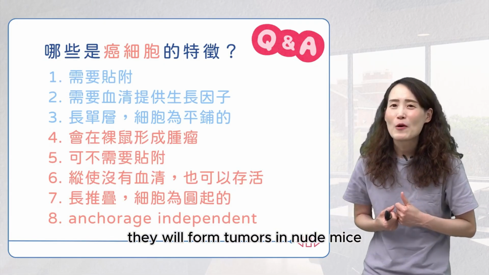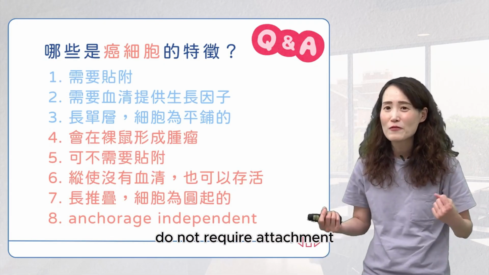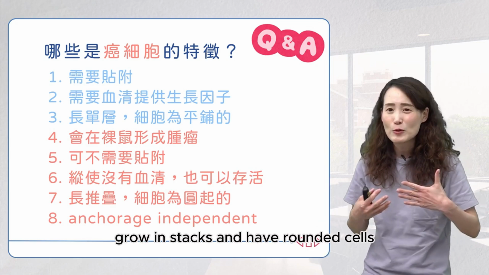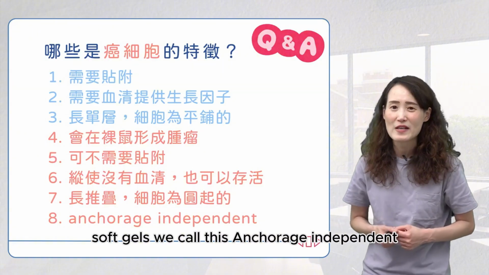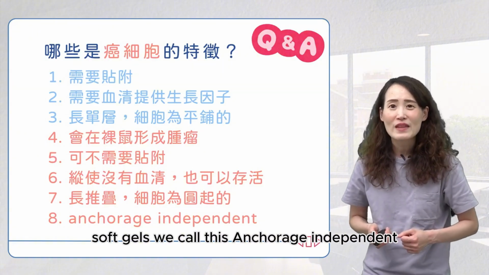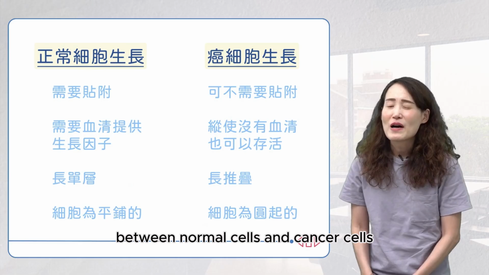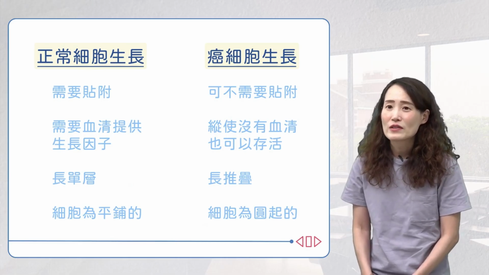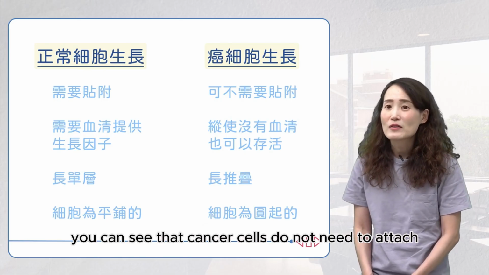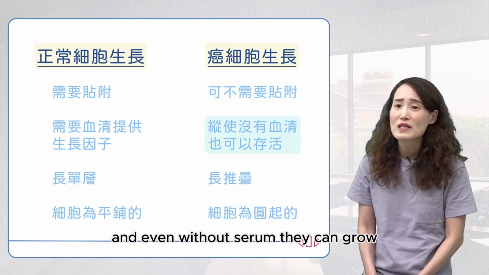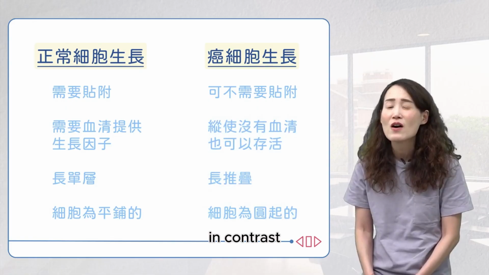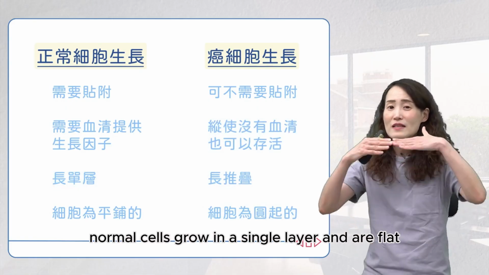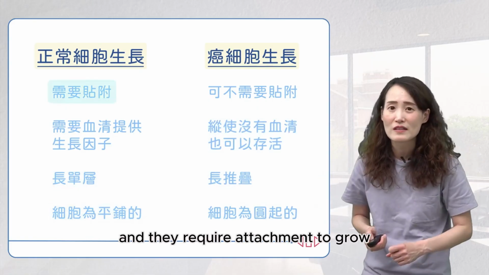They will form tumors in nude mice, do not require attachment, can survive without serum, grow in stacks and have rounded cells, and can form colonies on smooth soft gels. We call this anchorage independent. After understanding the differences between normal cells and cancer cells, students, you can see that cancer cells do not need to attach, and even without serum, they can grow, they can stack up, and their cells are rounded. In contrast, normal cells grow in a single layer and are flat, and they require attachment to grow.